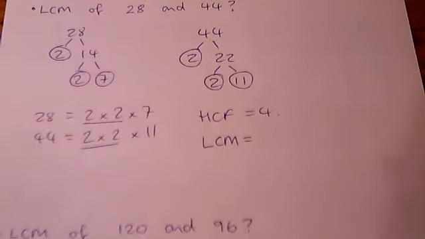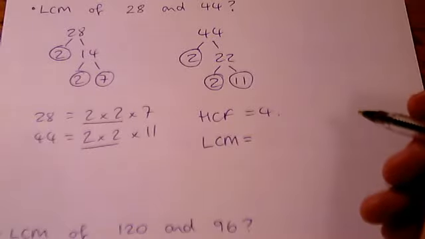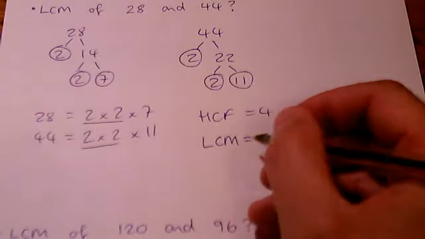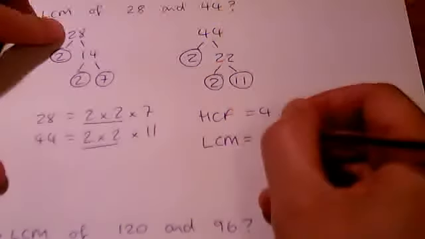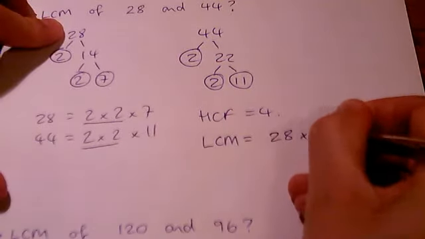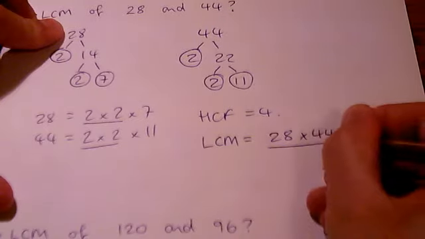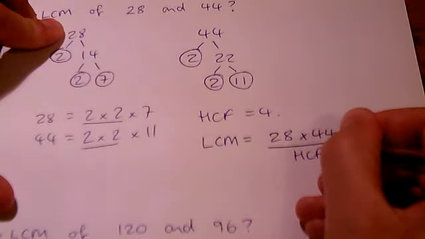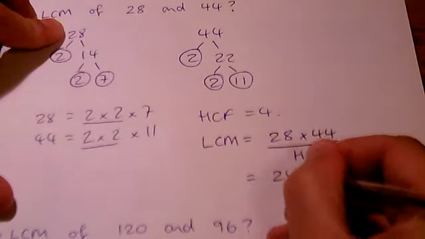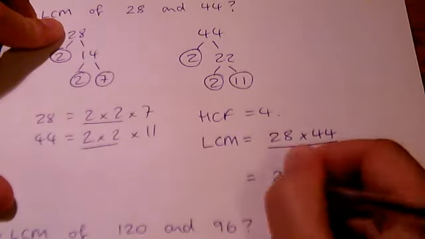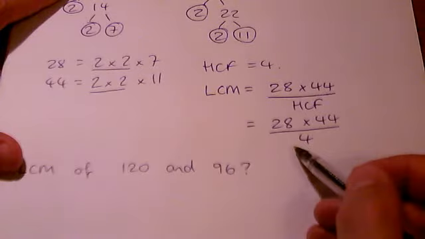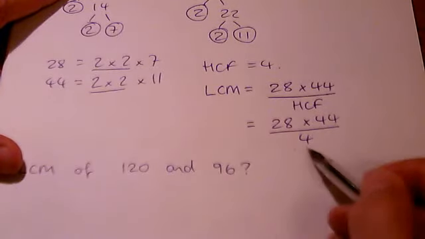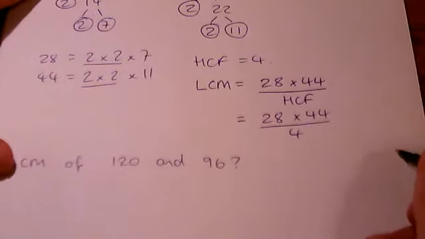It's sort of something I think you get a feeling for as you get more proficient at it. So the least common multiple is always going to be the two numbers multiplied together divided by the highest common factor. Now in that case, it's 28 times 44 over 4. Now you might not want to do that sum, but what you'll know is that you can actually simplify the top and the bottom of this fraction very easily.